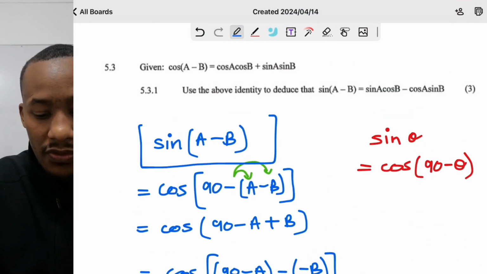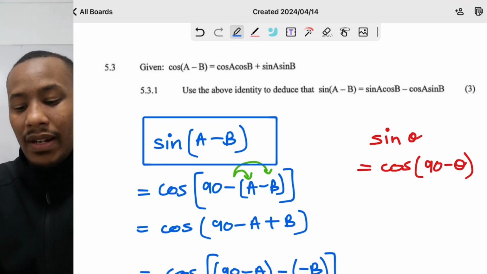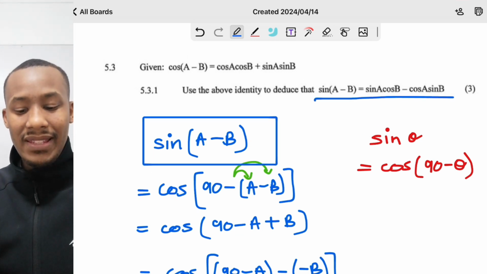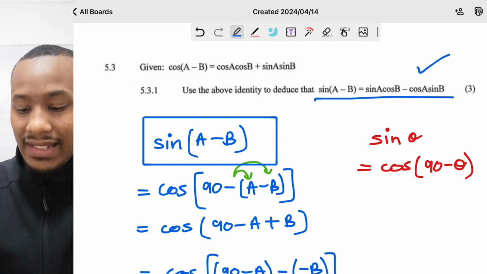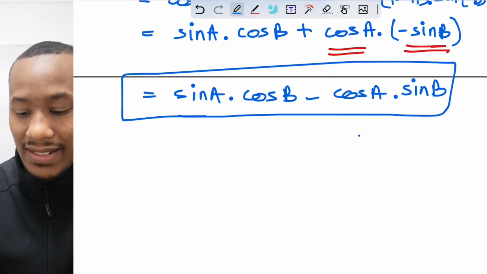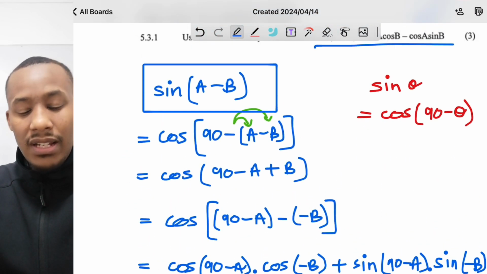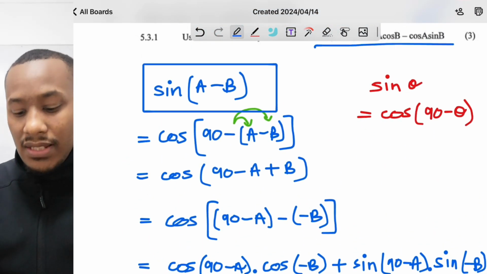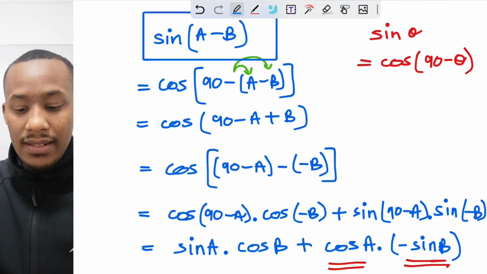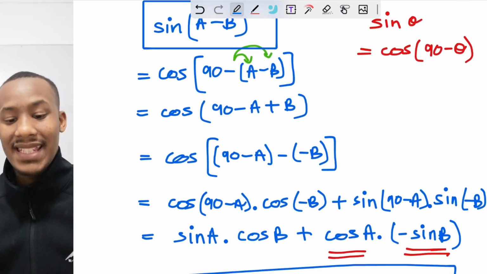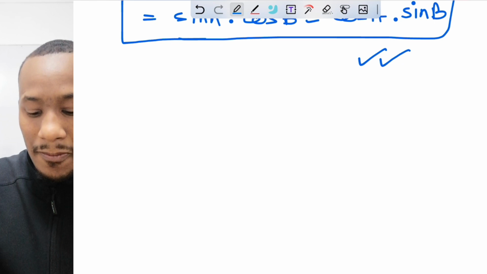We wanted to prove that sine a minus b is equal to that thing. And we've just done that. You can have a look. We did exactly that. You can maybe just go through this one more time if there's something that didn't make sense. Hopefully it makes sense the second time you have a look at it. We are now going to put this identity into practice.